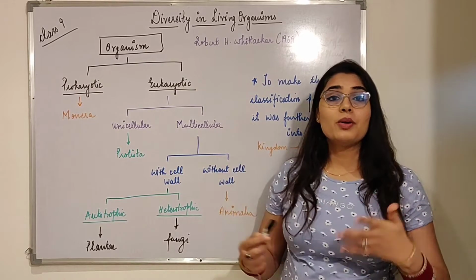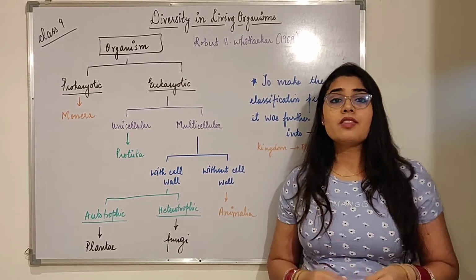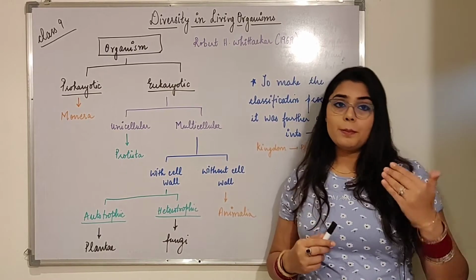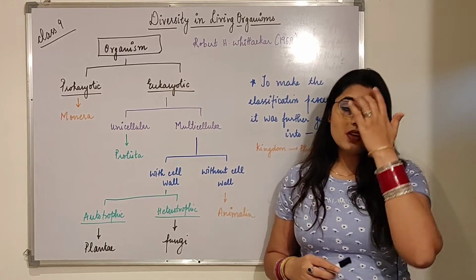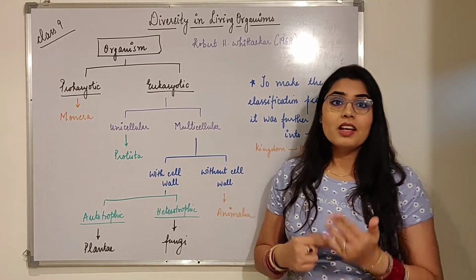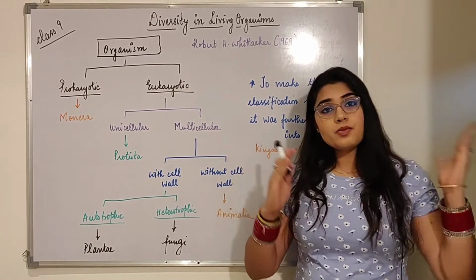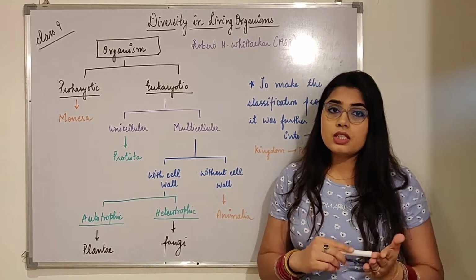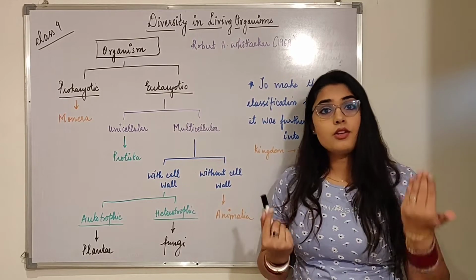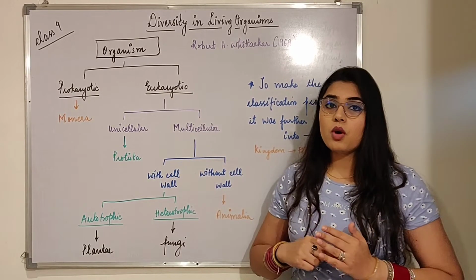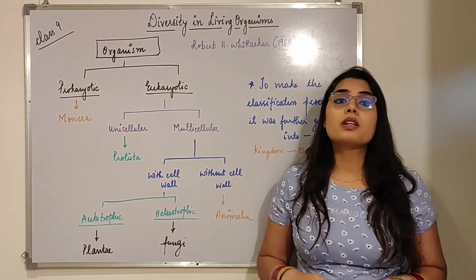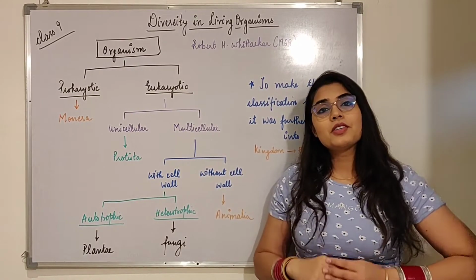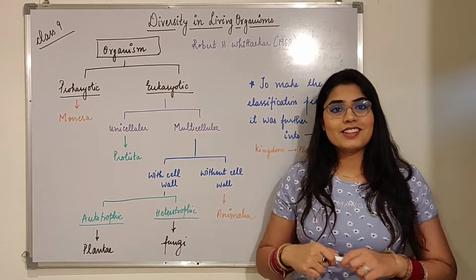How did Robert Whittaker classify the five kingdom classification, and on what basis did he make it, which was approved worldwide? You all know in the previous video we discussed how the ancient classification was rejected and how the modern classification came into light. And who gave the modern classification? It was Robert Whittaker in 1969. So without any further ado, let's get started.